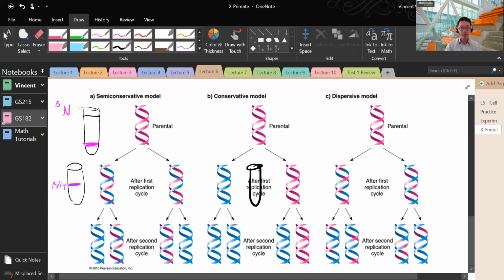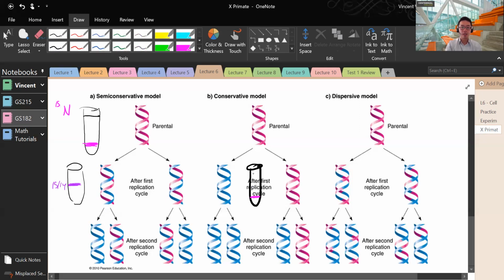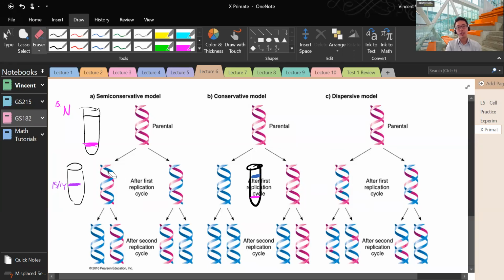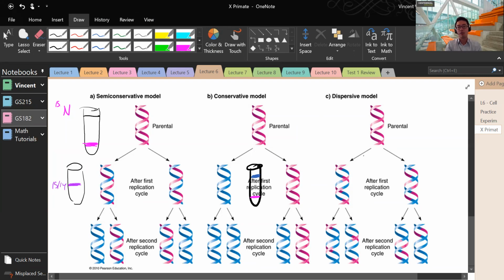If I spin this down, I would have a pink band at the bottom, and then I would have a blue band at the top. Okay. And then dispersive is, rather than having exactly one strand new and one strand old, the old and the new are kind of dispersed throughout the DNA. Okay, so it's still half and half, but not restricted to one side of the DNA strand. It's kind of all over the place.